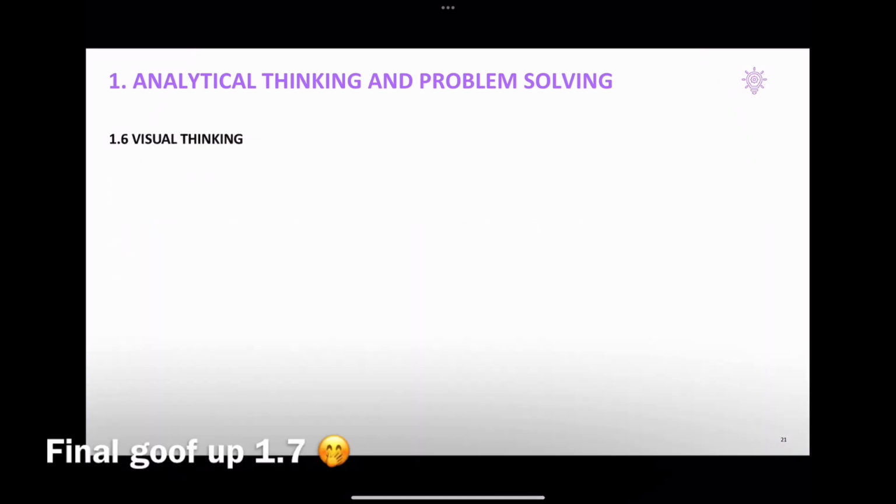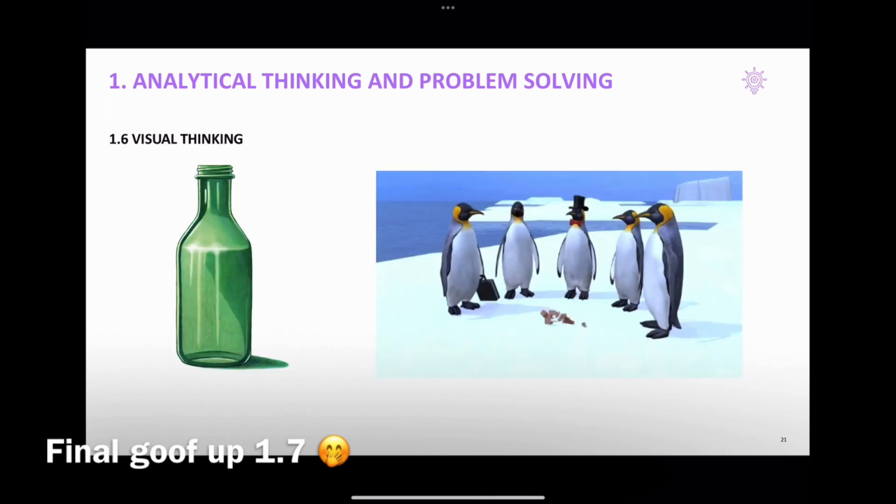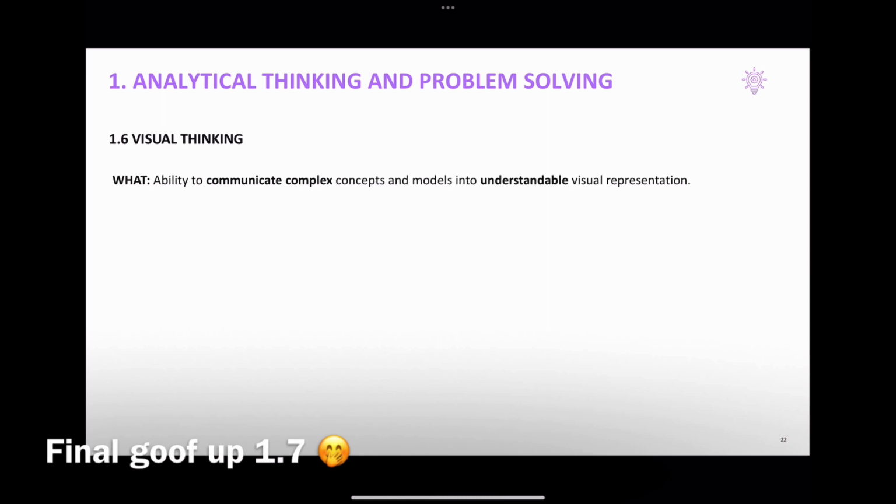So what is visual thinking? Well, when the penguins were not willing to believe Fred or could not really gauge how big the problem was, Fred used a glass bottle. Fred just put some water into it and left it overnight and helped people see what really happened. Visual thinking is something on similar lines. Do you have the ability to communicate complex concepts and models into understandable representations? Do you know how to make it easy?